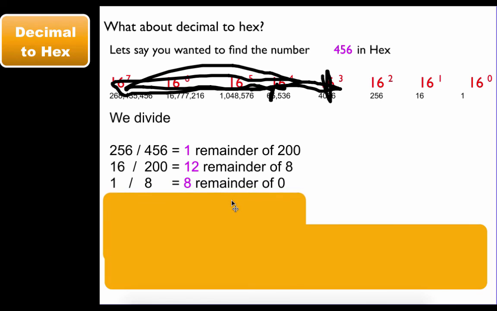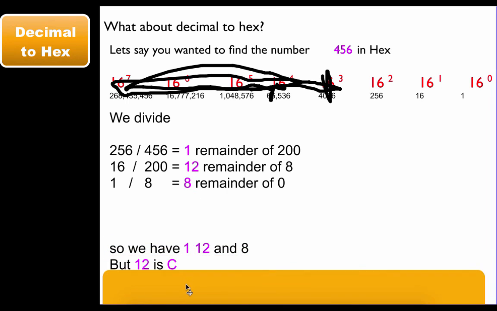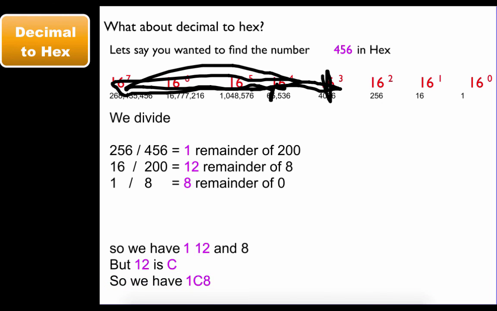Now we're going to take that remainder and divide it by this number, 1. So 1 divided into 8 is 8, and we have a remainder of 0. So far we have 1, 12, 8. Well, 1, 12, 8 is not a hex number because 12 is the same as saying C. So what we have is 1C8. So 456 in decimal is the same as 1C8 in hex.